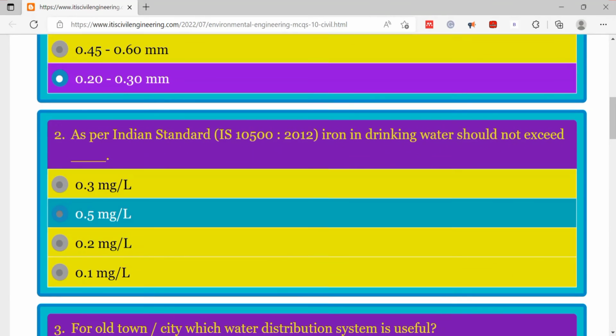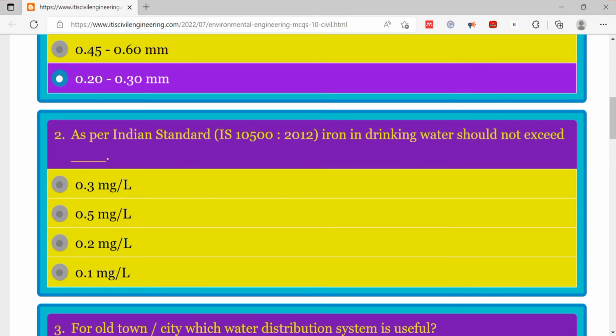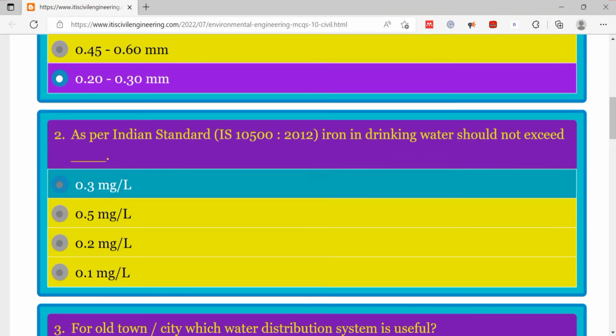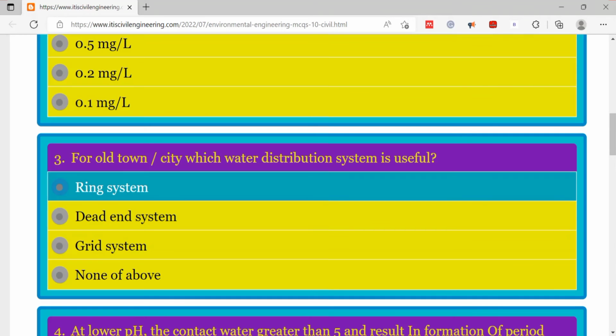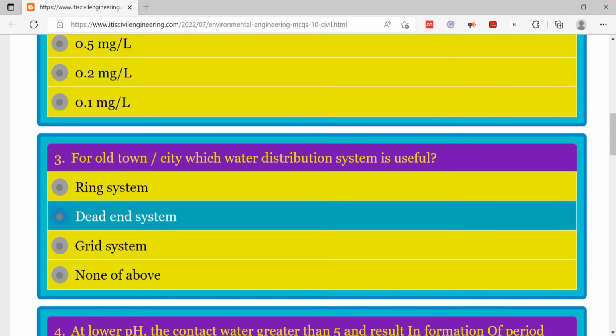As per the Indian standard, iron in drinking water should not exceed 0.3 milligram per liter. For an old town or city, which water distribution system is useful? So if we talk about an old town or city, then the dead end system is useful for the water distribution.